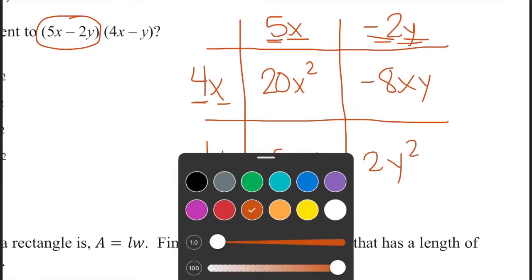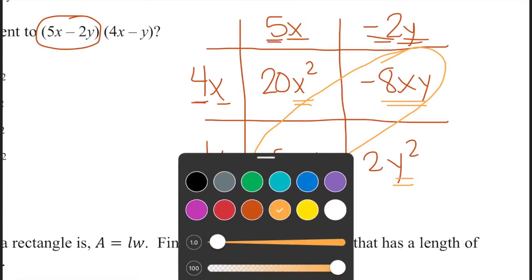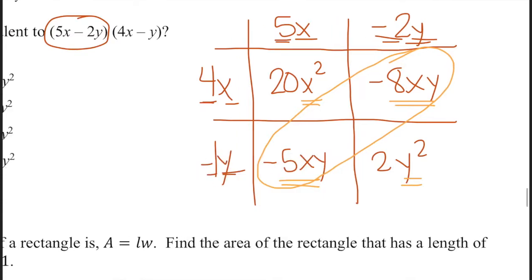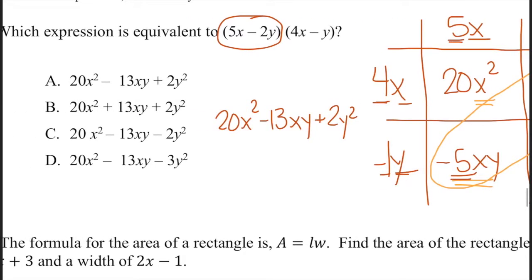And then when it comes time to simplify, remember that I told you guys that your like terms should always be on a diagonal like this. So you see negative 8xy and negative 5xy, those are like terms, but you only have one x squared and you only have one y squared. So what you would do, let me get a color a little bit darker, is we would say, okay, we have 20x squared. I have negative 8 minus 5 is negative 13xy. And then plus 2y squared. And let's see which one is equal to that. It looks like it is A. There you go.